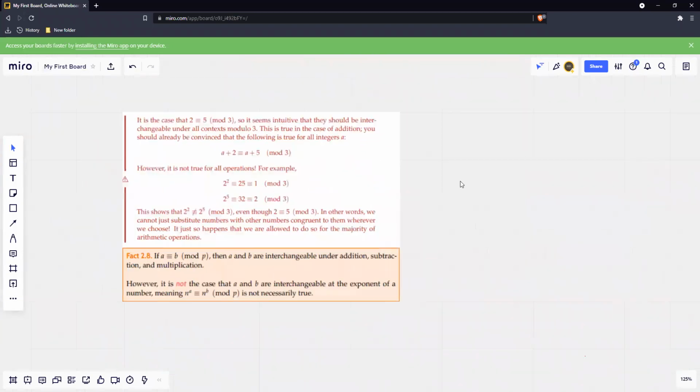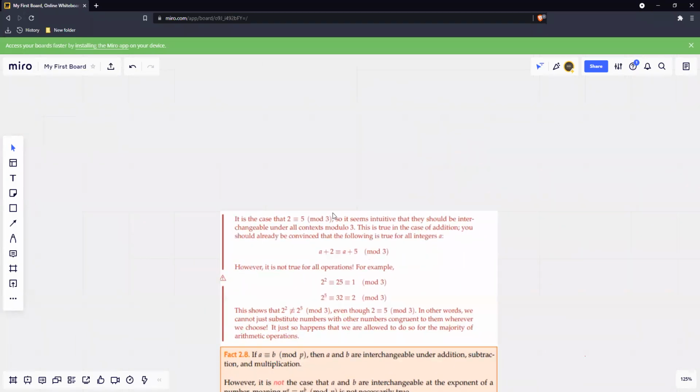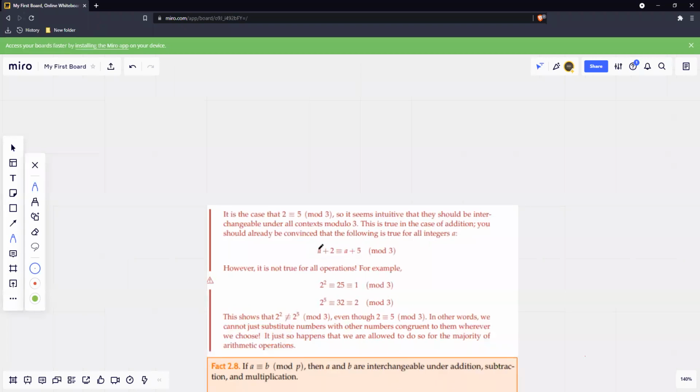It is the case that 2 is congruent to 5 mod 3, right? Yeah. So it makes sense that you can interchange them under all contexts of modulo 3. This is true in the case of addition. So basically, if we let a equal 1, we know that 3 is congruent to 6 mod 3. If we let a equal 2, then we know 4 is congruent to 7 mod 3. However, it's not true for every single operation.